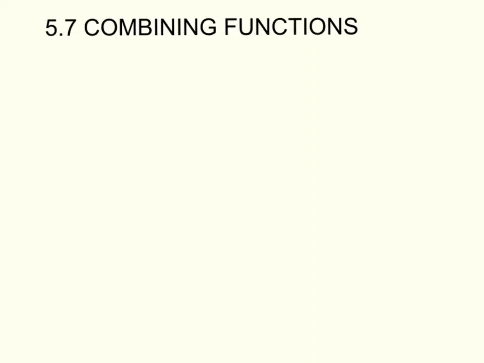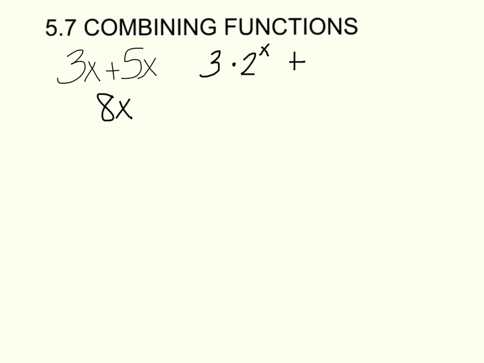So at the top of the page, in the blank area under the solve it, I want you to write this down. 3x plus 5x. Now looking at 3x plus 5x, piece of cake. You all know that's 8x. But now we're going to change it to something like this. 3 times 2 to the x plus 4 times 2 to the x.